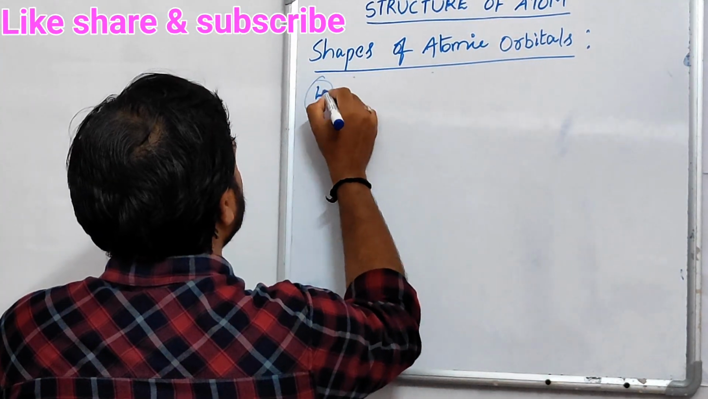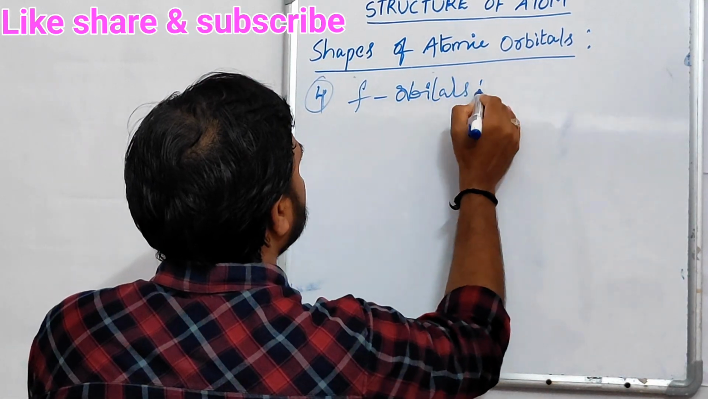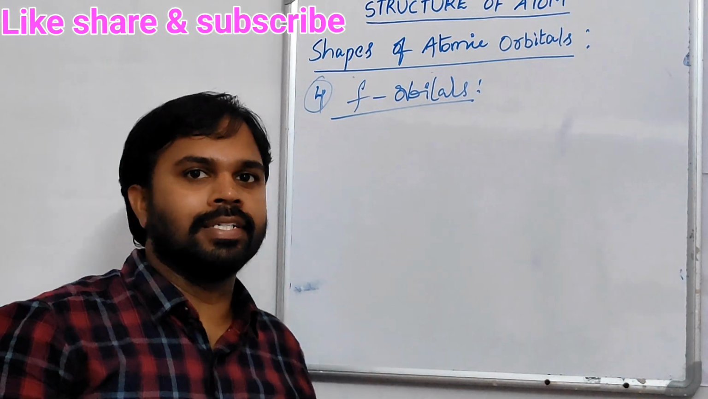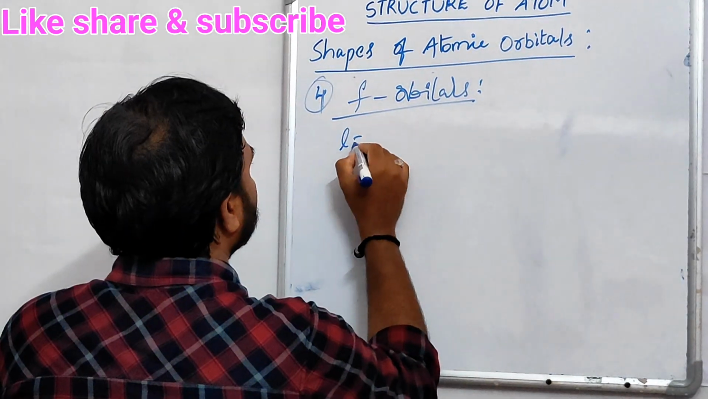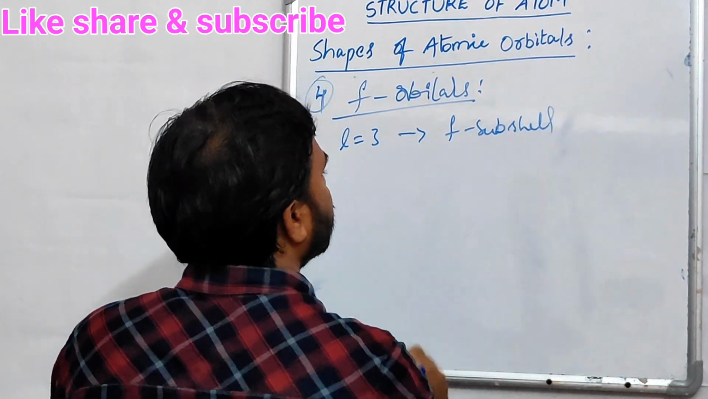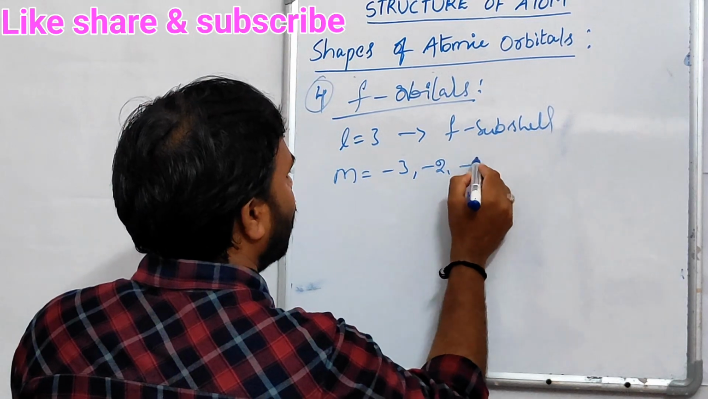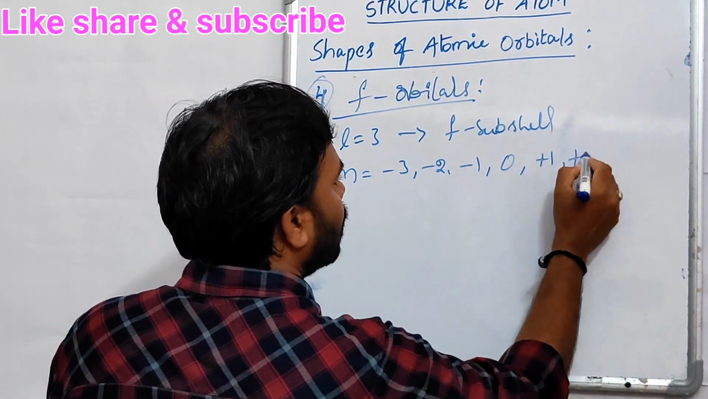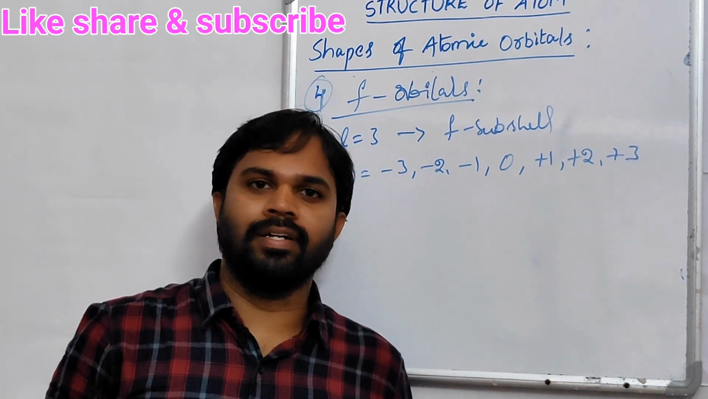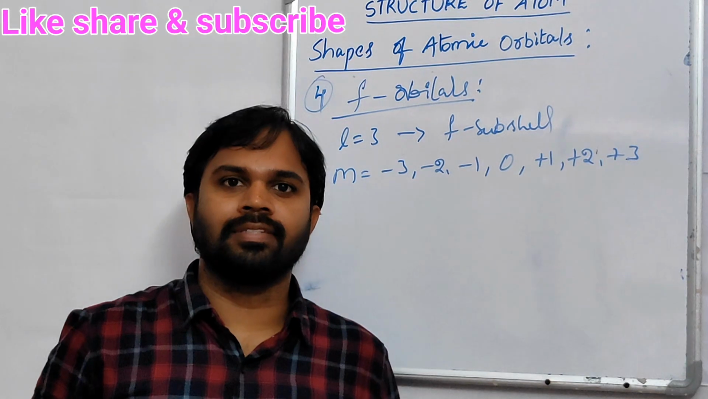Fourth one is f orbitals. If L value is 3, it is represented as f subshell. For this, m values are equal to -3, -2, -1, 0, +1, +2, +3. The shapes of f orbitals are complicated. We need not draw these structures. That's it about shapes of atomic orbitals.